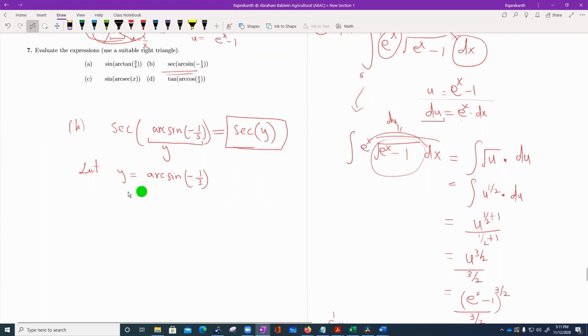But this relationship says that arc sine means inverse, right? So if you switch these two, this expression says sine of y should be negative 1/3.